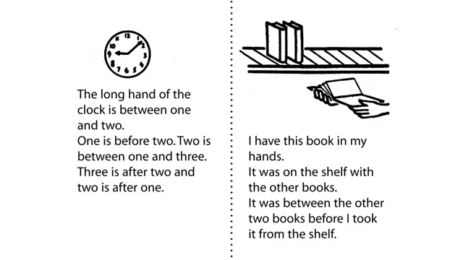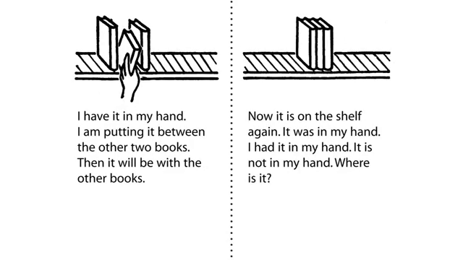I have this book in my hands. It was on the shelf with the other books. It was between the other 2 books before I took it from the shelf. I have it in my hand. I am putting it between the other two books. Then it will be with the other books. Now it is on the shelf again. It was in my hand. I had it in my hand. It is not in my hand.